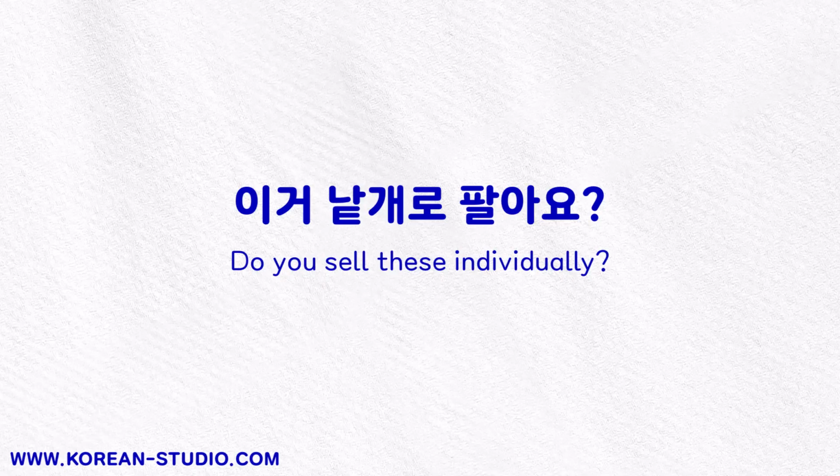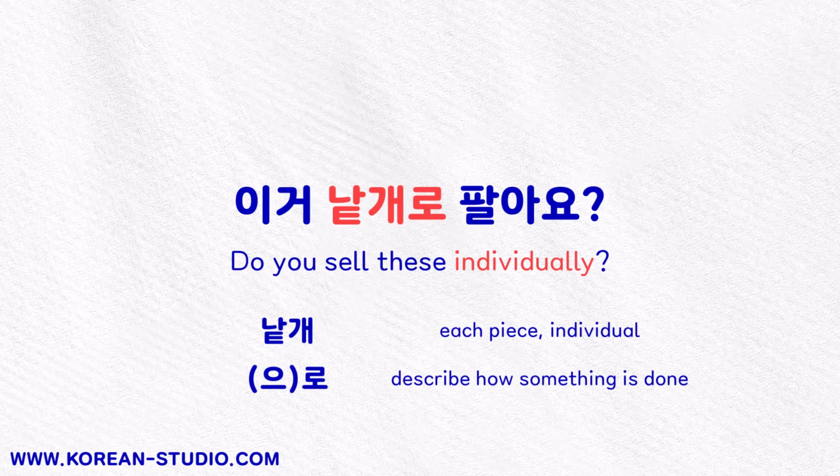이거 낱개로 팔아요? First, we have 이거 meaning this, and the verb is 팔아요, which means to sell. And the key phrase is 낱개로. The word 낱개 means each piece, individual. And then we use the particle 로 to talk about the method of selling, which is to sell by each piece, as in individually. So this question, 이거 낱개로 팔아요, means, do you sell these individually? So when you're at a market and you're not sure whether they sell certain items individually, you can ask, 이거 낱개로 팔아요? Do you sell these individually?